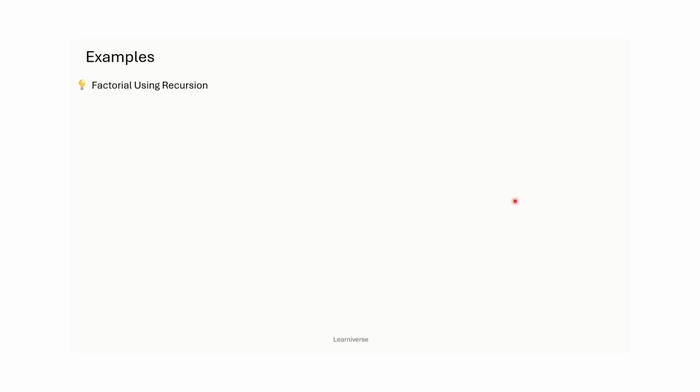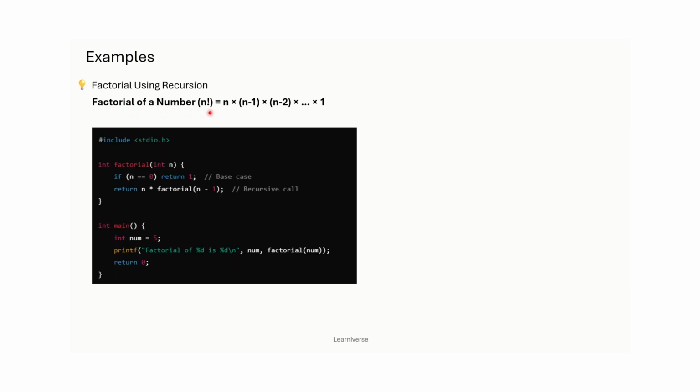So let's go through some examples. First one is factorial using recursion. So this is the formula of factorial. Here is a code example. Here you can see we are using the formula in the function, so that will be returned. So the output of this code would be: factorial of 5 would be 120.